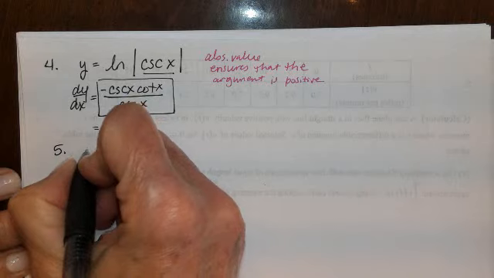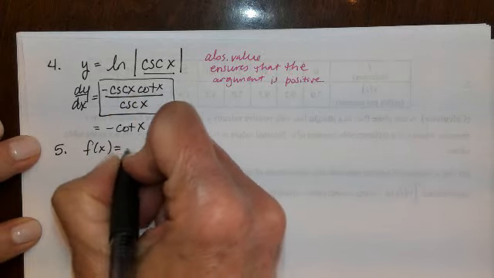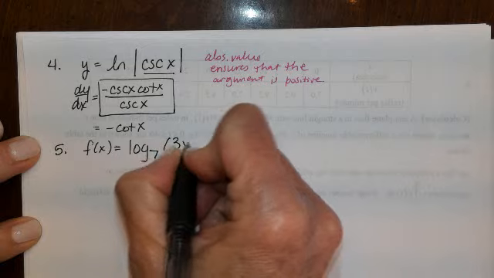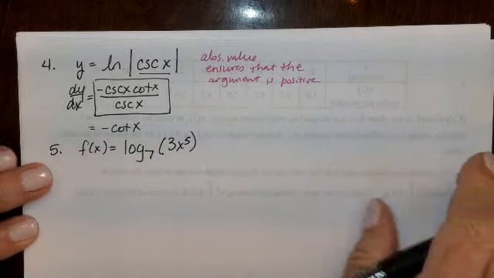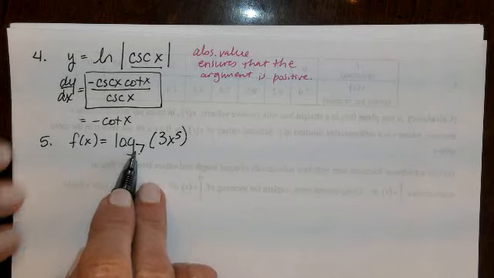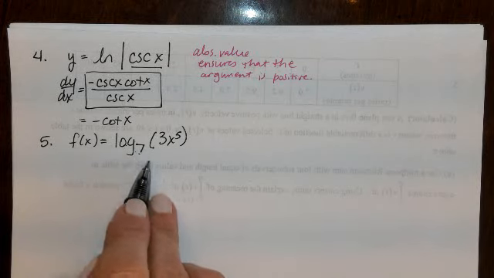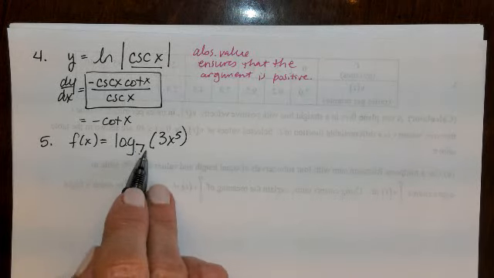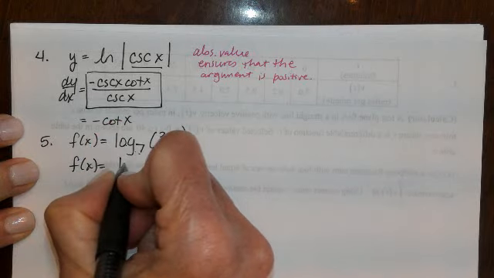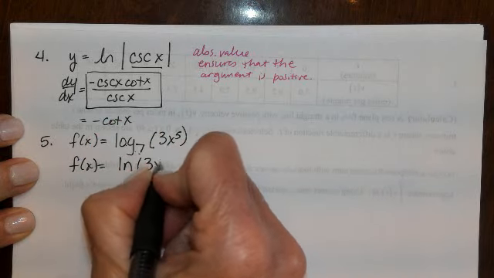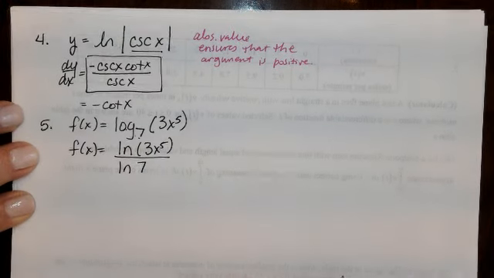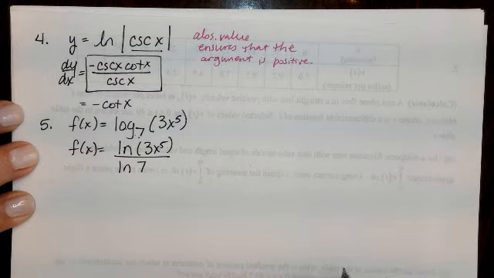Number 5. f of x is equal to log base 7 of 3x to the 5th. Log base 7 of 3x to the 5th. This log base 7, in my mind, I'm thinking of, oh, this was one where we had to use that change of base formula, right? Change of base formula, and I'm going to change it to natural logs, okay?